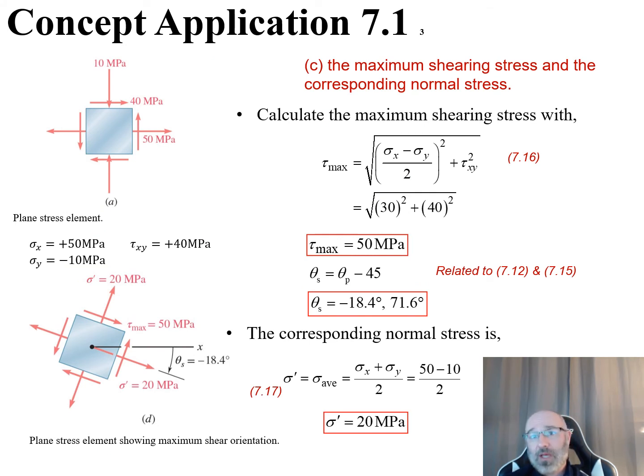So go back to our setup page or our original problem statement, realize there is a part C. And part C actually has two parts to it. We want to find our maximum shearing stress and the corresponding normal stress right there. So we can take a look at our procedure for analysis and realize how we're going to calculate our maximum shearing stress.